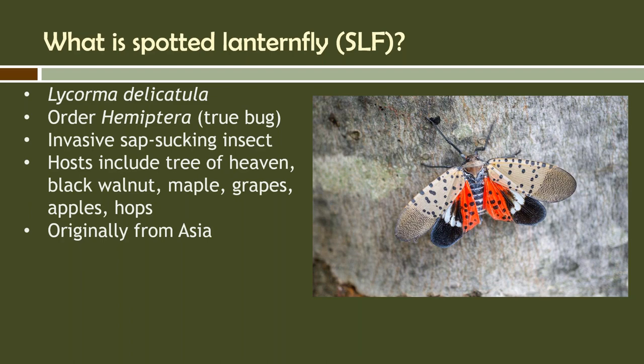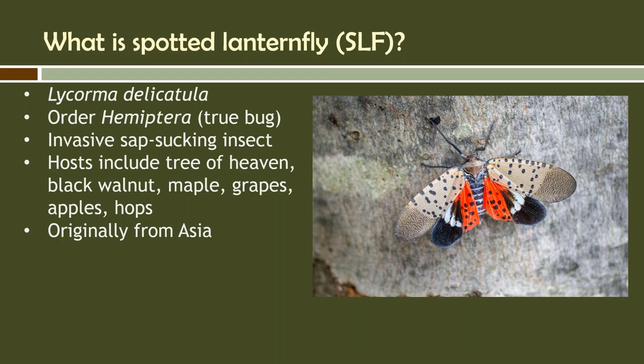Its Latin name is Lycorma delicatula. It is in the order Hemiptera, which makes it a true bug. So it is related to things like stink bugs, assassin bugs, aphids. True bugs all have a long piercing proboscis that they use to suck sap. So despite its kind of broad wings and somewhat resemblance to something like a moth, it is a true bug. It is closer to an aphid.